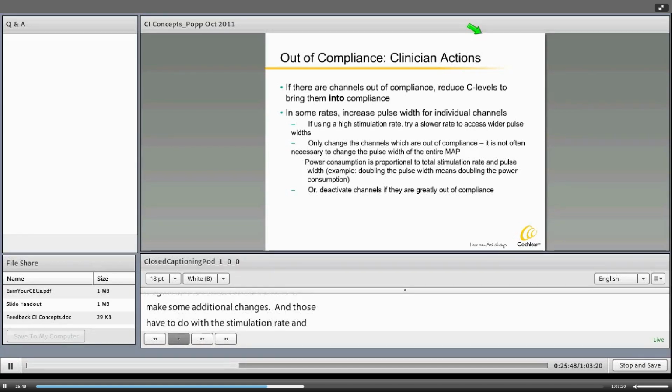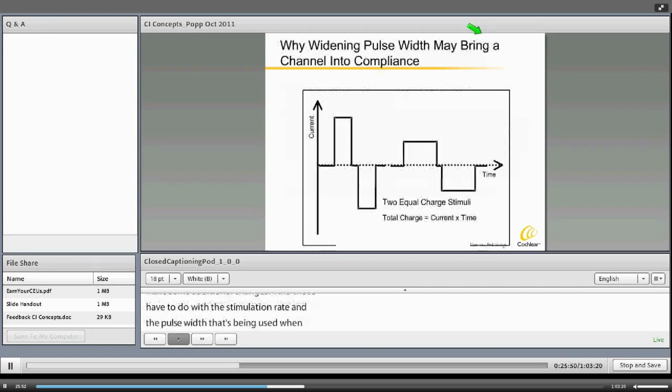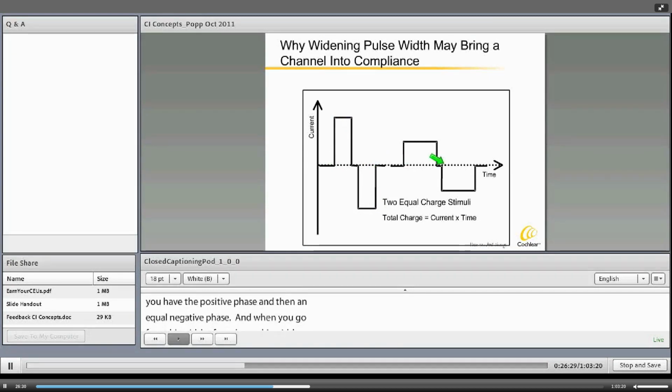In some cases, we do have to make some additional changes, and those have to do with the stimulation rate and the pulse width that's being used when we're working with the device. And so if we look first at the pulse width, again, when we are presenting the signal to the device, we are presenting a biphasic tone, so a pulse. So it has 2 phases to it that are equal and in opposite directions. So you have the positive phase and then an equal negative phase.